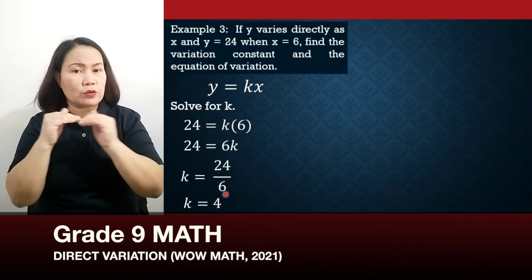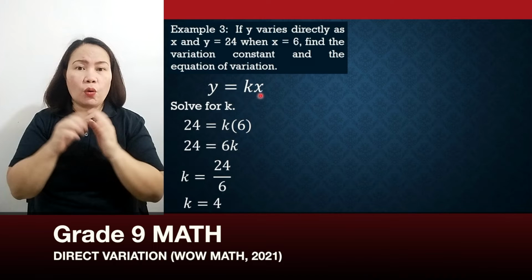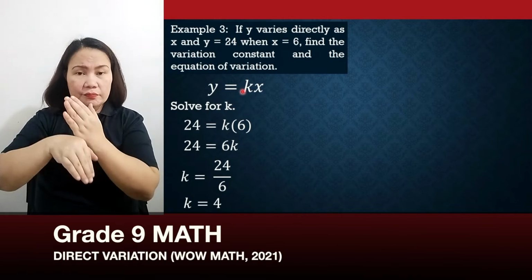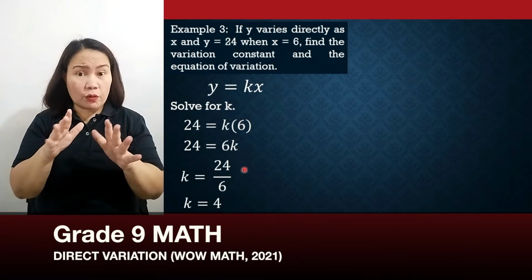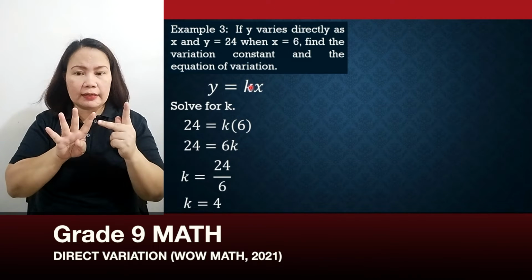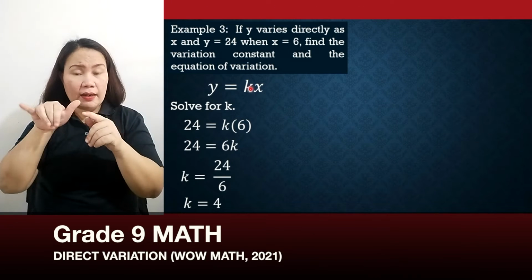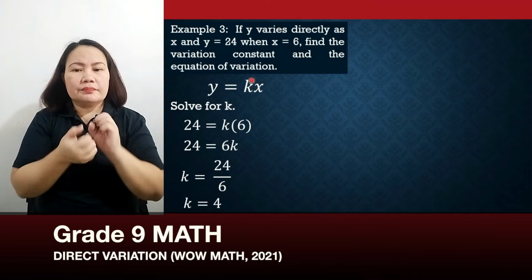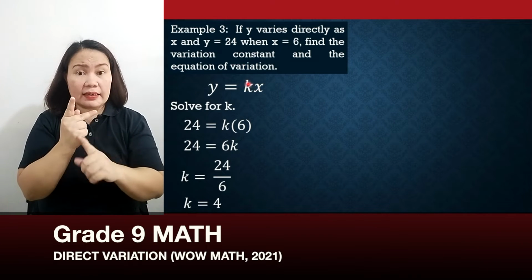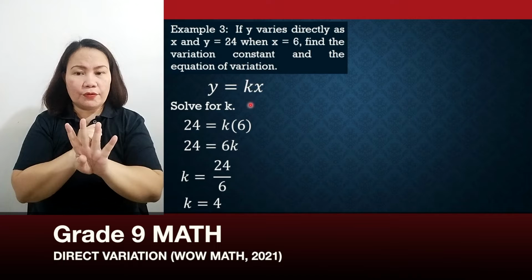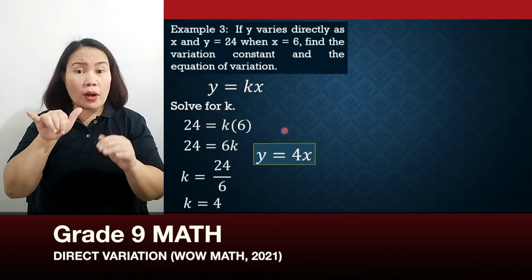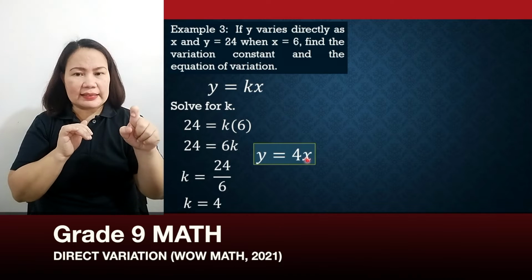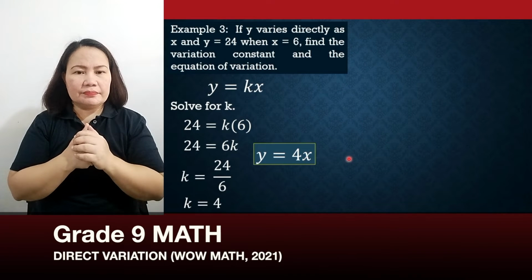So, balik tayo dito sa equation natin. Pagkakuha natin ng constant, babalik kayo dito para makuha natin yung equation of variation. So, nakuha na natin yung K and that is 4. So, papalitan lang natin to. So, yung equation ng variation natin is Y is equal to 4X. Okay, another example.